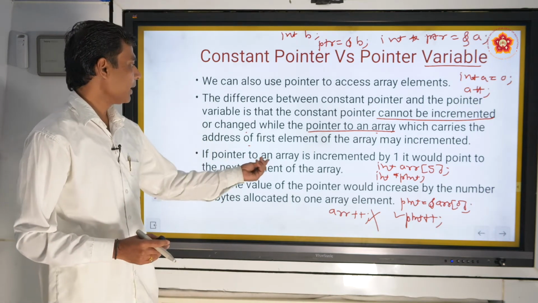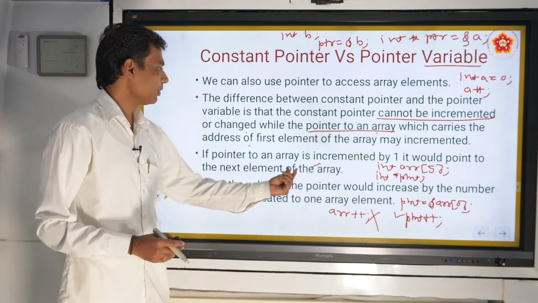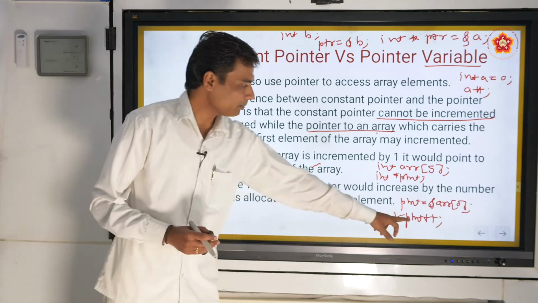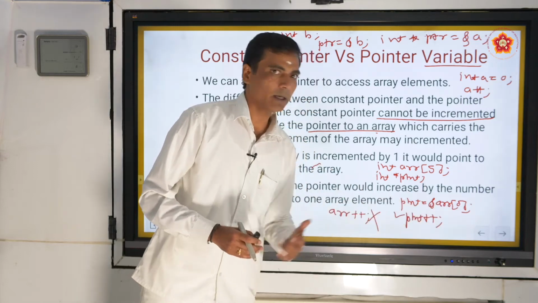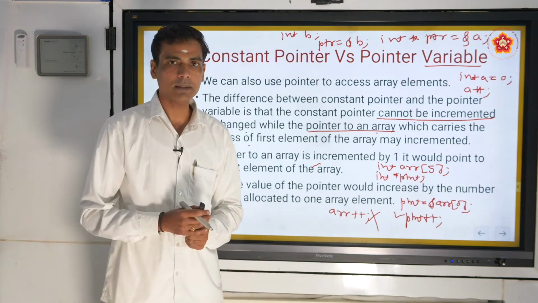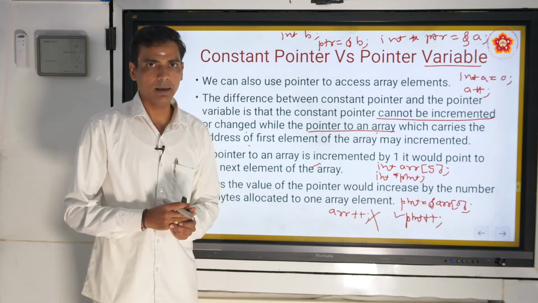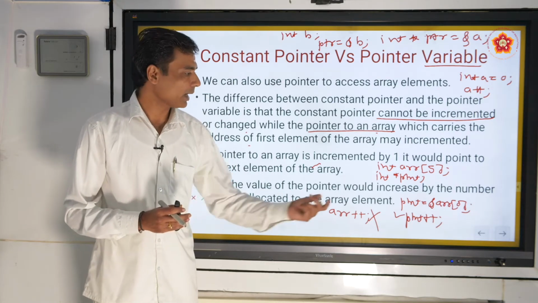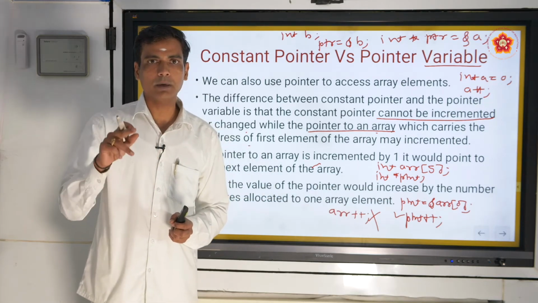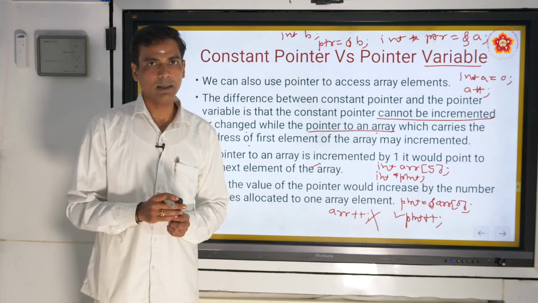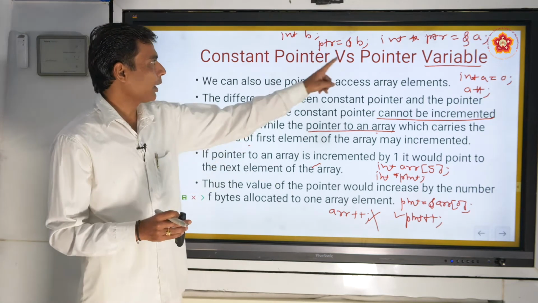So if a pointer to an array is incremented by 1, it would point to the next element of the array. So what happens when you write p int plus plus? Initially it is pointing to the 0th element or first element which is stored at the 0th index in an array. Then if you write p int plus plus, that means we are making the pointer point to the next element in an array. That is the advantage of a pointer variable.